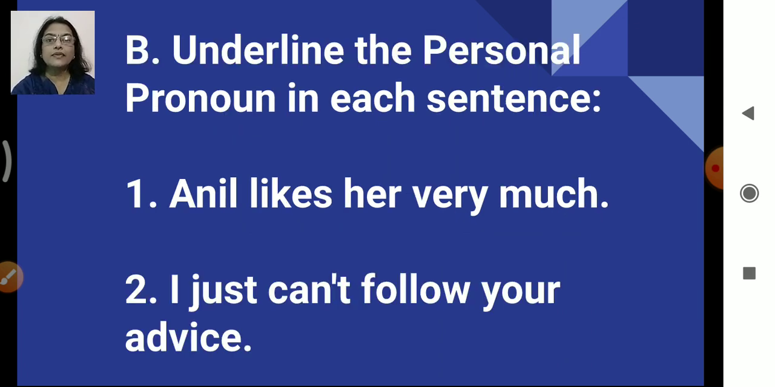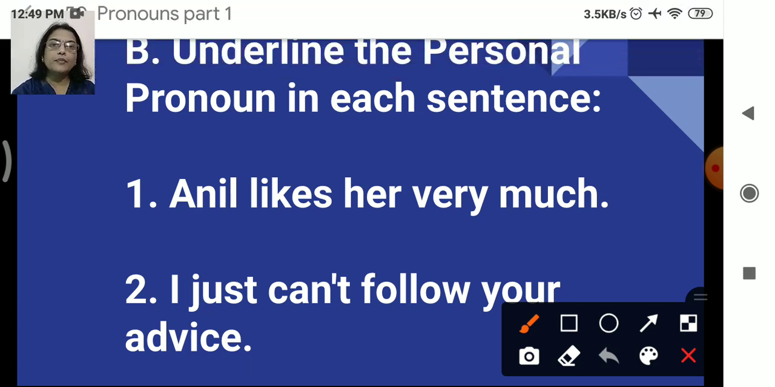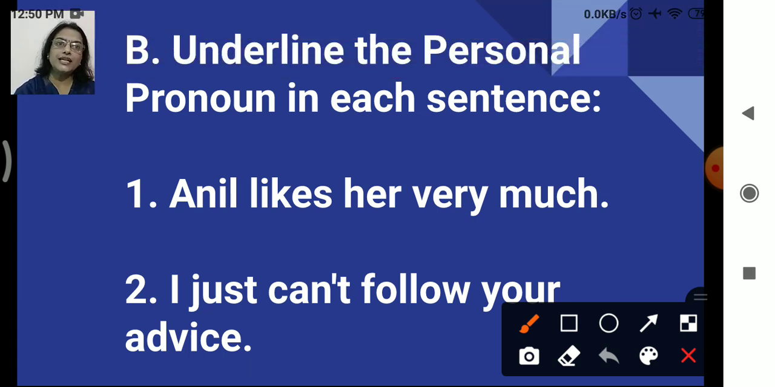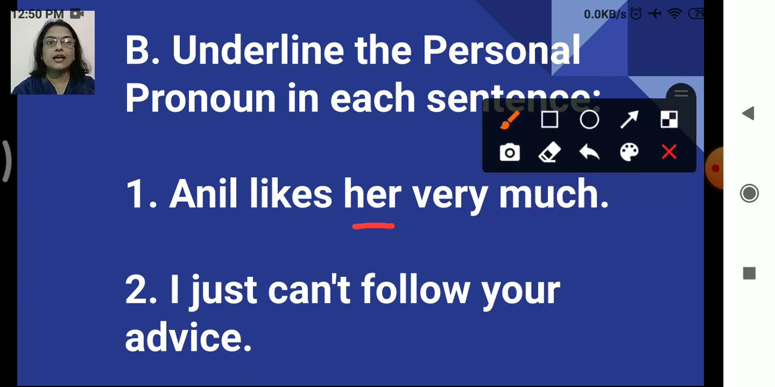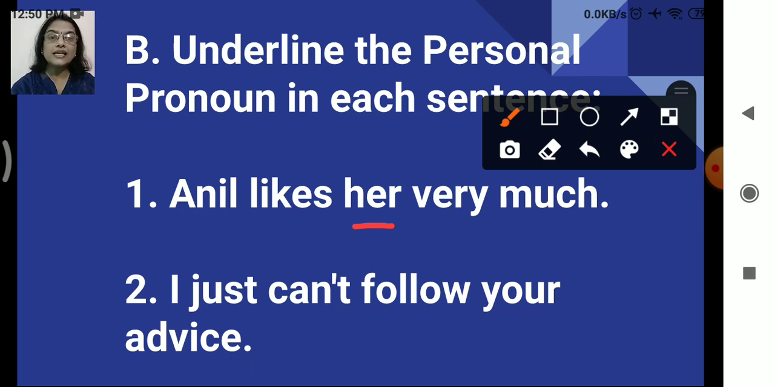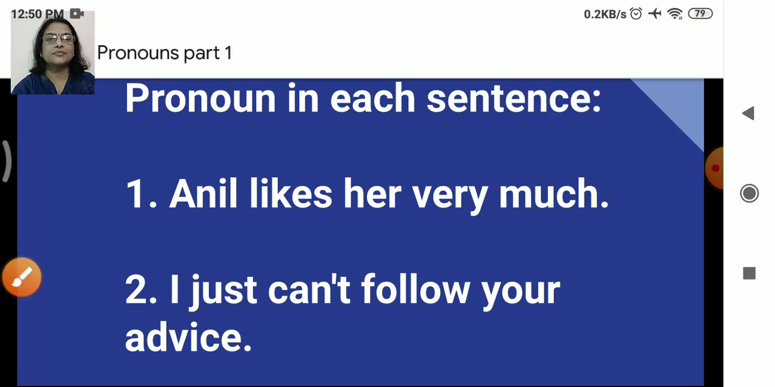Okay, now let's see. Underline the personal pronouns in each sentence. Now we are going to underline it. Anil likes her very much. So what do you think here? Answer will be her. Right? I just can't follow your advice. So what will be the answer? I just can't follow your advice. So your I is there first, right? Follow your advice, second person. Isn't it? Okay, next.